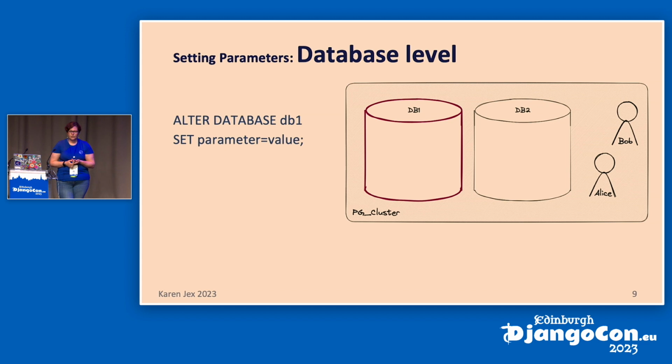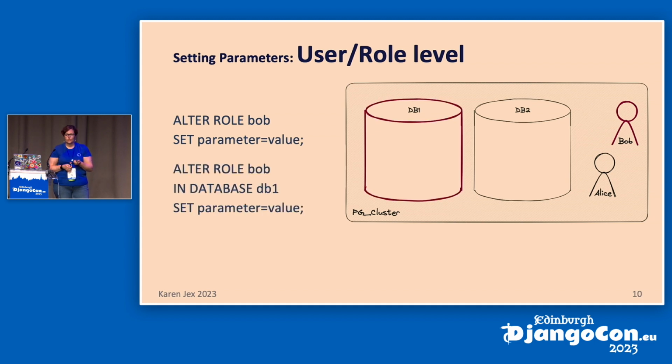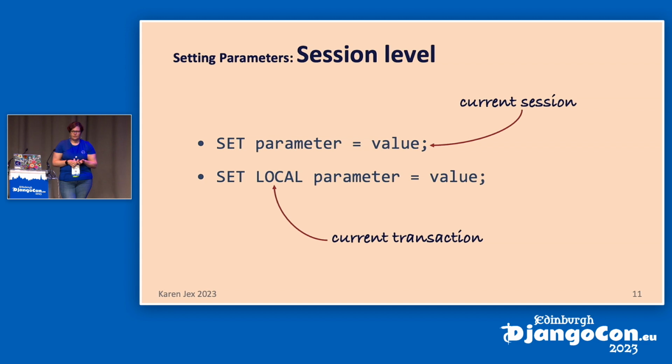You can set them just for one database. So here we're doing an alter database DB1. You can set them just for a particular user when that user logs in by an alter role. And you can even set it just for a particular user when they connect to a particular database. You can set it for your current session by doing a set parameter, or just for the current transaction by doing set local parameter.